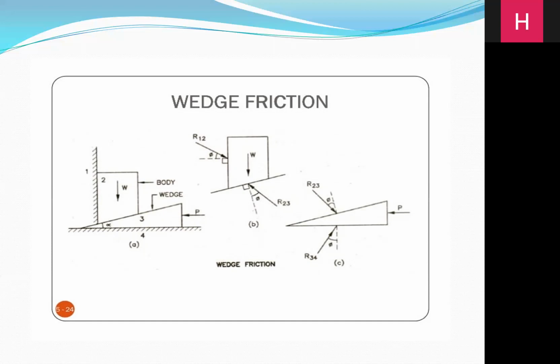These are the three figures which include the main basic topics of wedge friction. We take the wedge as the triangular object, and the body is mainly rectangular, square or any shape, and we see how the forces are acting and how the angles are forming in wedge friction. Here we take the applied force as P for the wedge friction, and we take the two supports, one at the wedge and one at the body.